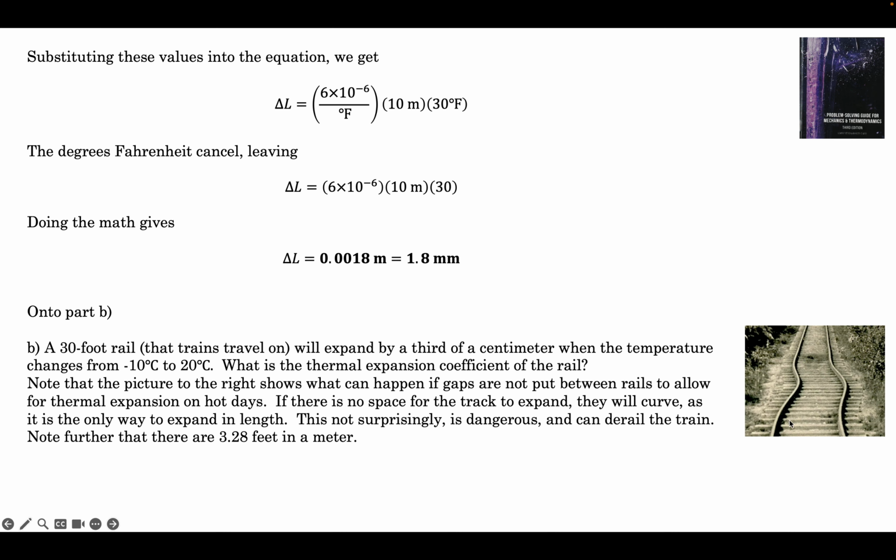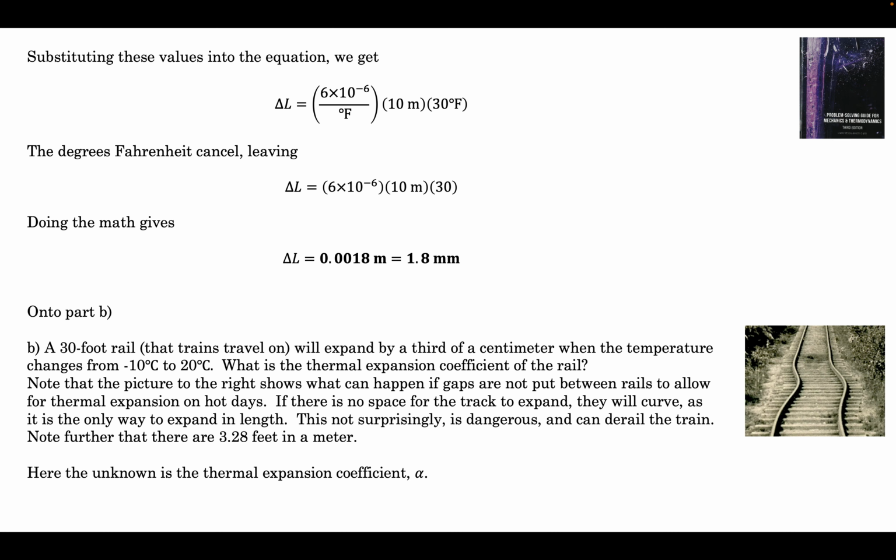This picture shows what happens if you don't leave gaps between consecutive rails and they have to expand: there's no room for them to expand. The only way they can expand is to buckle, to curve. That's the only way they can get longer. And of course, this is dangerous if you're riding on a train.